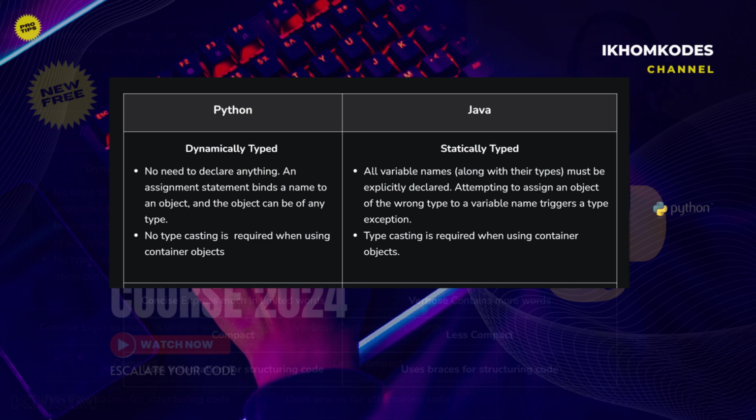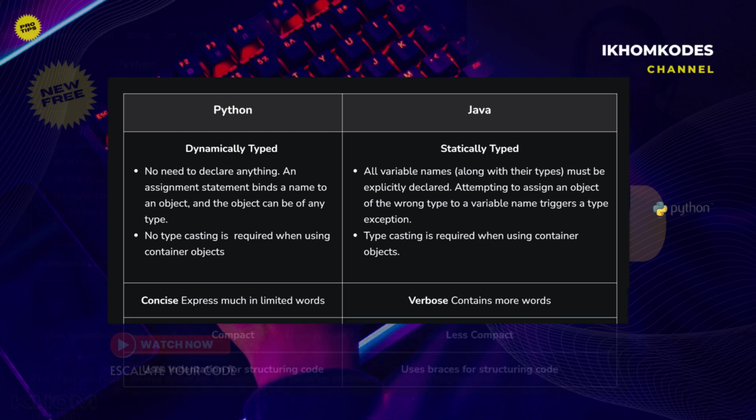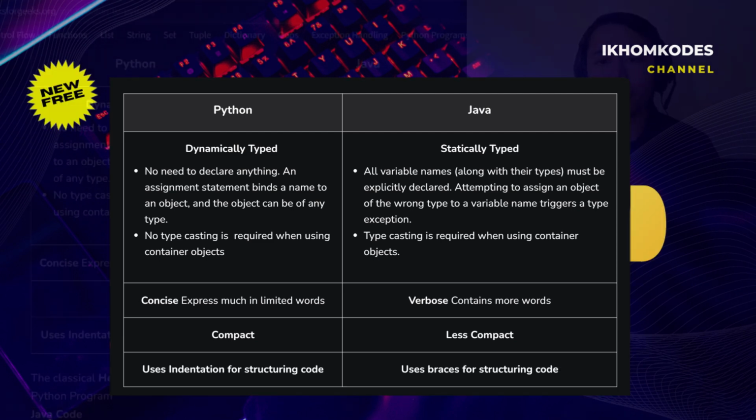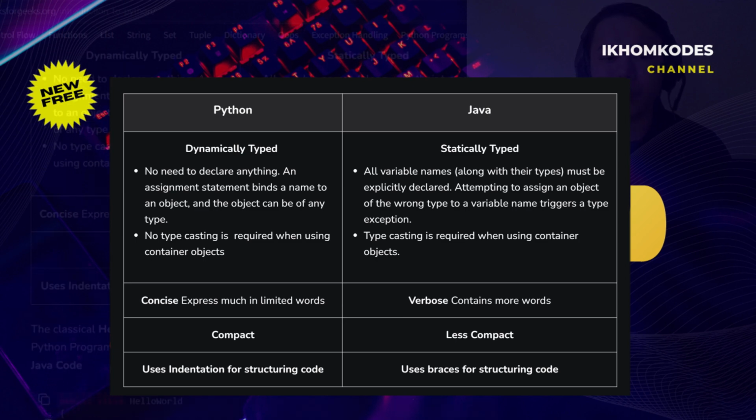Whereas in Java programming, being statically typed, all variable names along with their types must be explicitly declared. So attempting to assign an object of the wrong type to a variable name triggers a type exception. That is quite a tiresome thing. Typecasting is required when using container objects in Java programming. Python is concise and expresses much in limited words, whereas Java programming contains more words. Python is a compact programming language, whereas Java is less compact in comparison to Python. Python uses indentation for structuring code, whereas Java uses braces for structuring code.